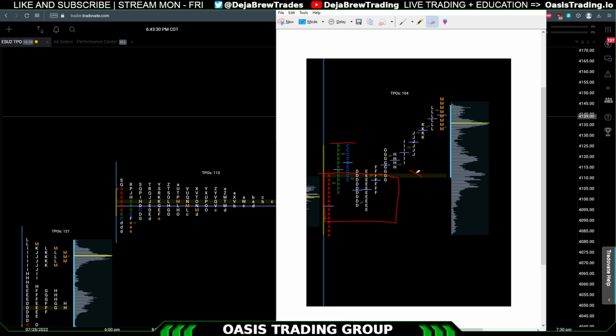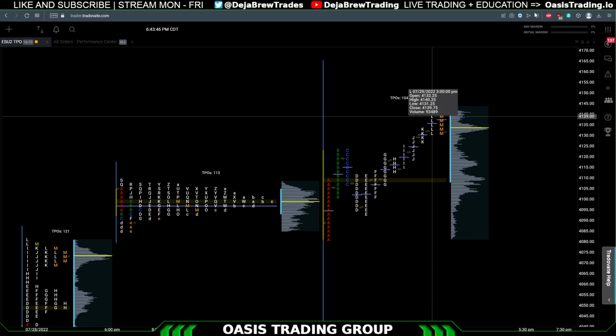If you guys don't know what I mean by sweeping, it's basically if we have a level and we start to break through it, but then we quickly reclaim that level. Okay, so you gotta watch out for those sweeps. That is very common in the poor high and poor low repair trade.